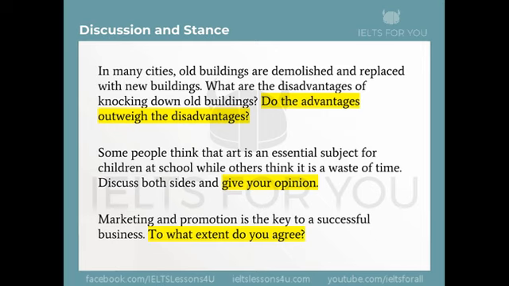The second example, again, art is essential or art is a waste of time. Discuss both sides and give your opinion. And then the final example, the opinion example, marketing and promotion is the key to a successful business. To what extent do you agree?